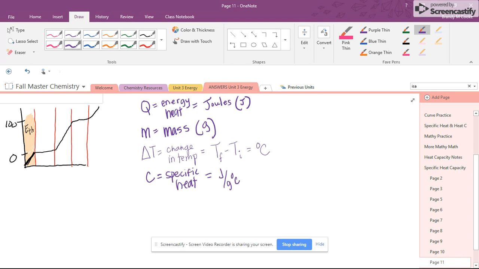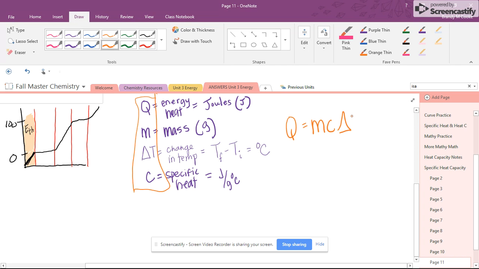Okay, so we can take all 4 of these variables, this Q, M, C, delta T, and we get an equation that I like to call the MCAT. Q equals MC delta T, MCAT. See, MCAT. So we use the MCAT equation anytime we see a temperature change. I'm going to write it out because you don't know what delta is. So temperature change. So if we're looking at the graph, get my orange highlighter, anytime I see an increase in slope or even a decrease, it could be going down as well, right?